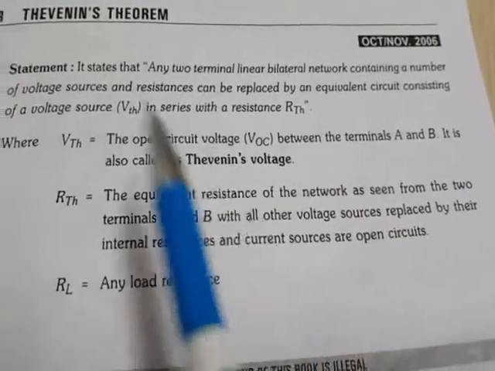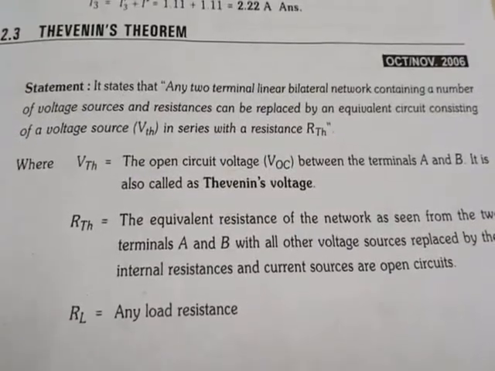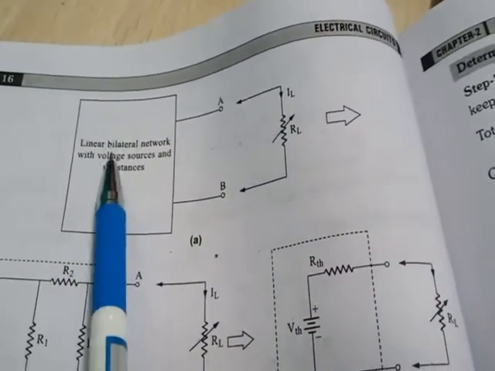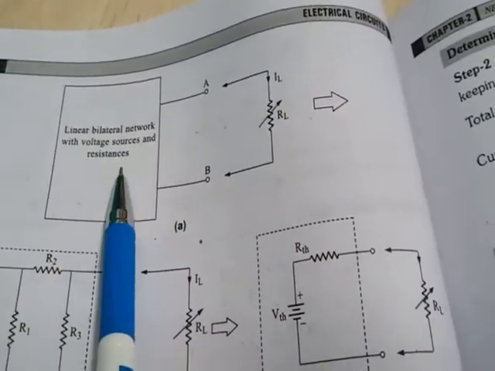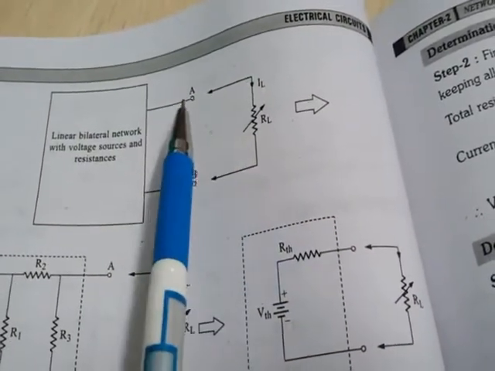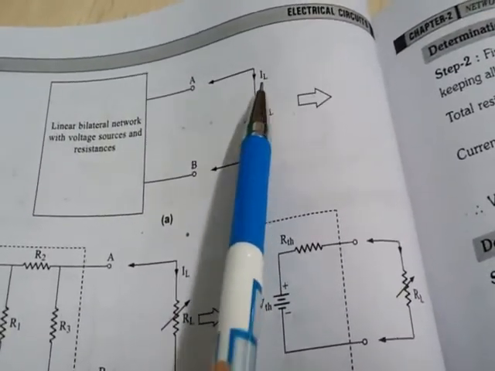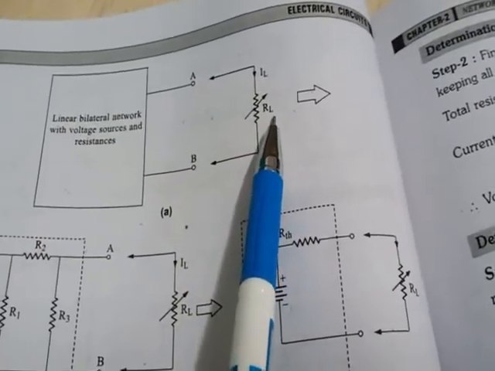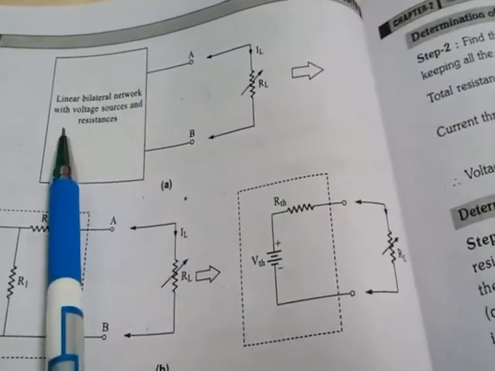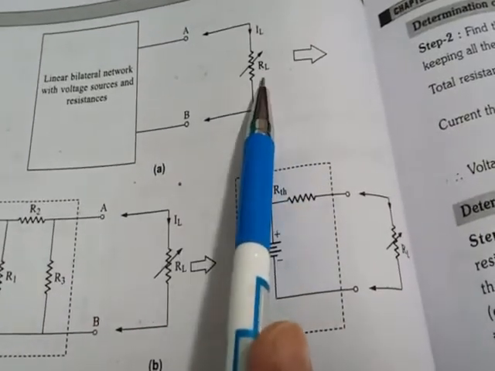Now we will see the diagram of a network, how to represent Thevenin's theorem. Here you can observe this box representing a linear bilateral network with voltage sources and resistances, and these two are the terminals where a resistance, generally called the load resistance, is connected. The current flowing through the load resistance is indicated as IL and the load resistance is indicated as RL. Across terminals A and B there is the load resistance.